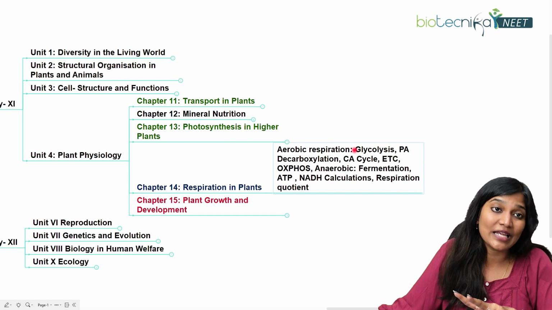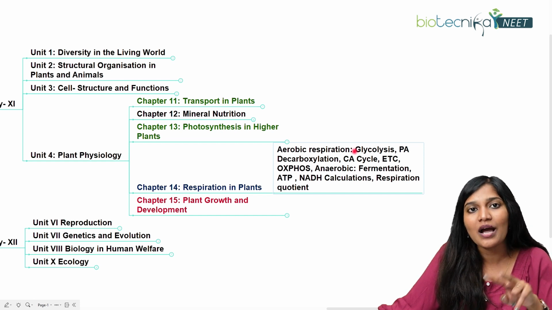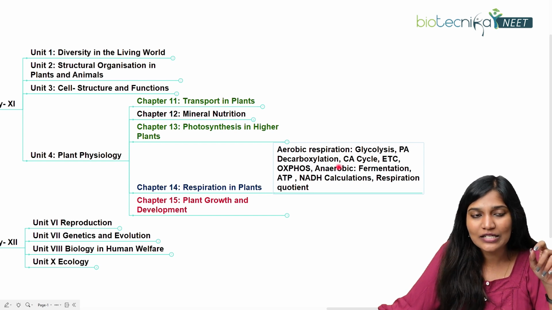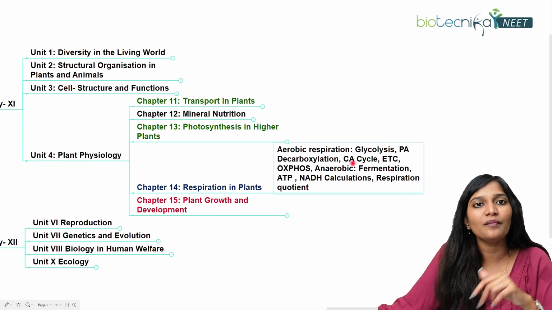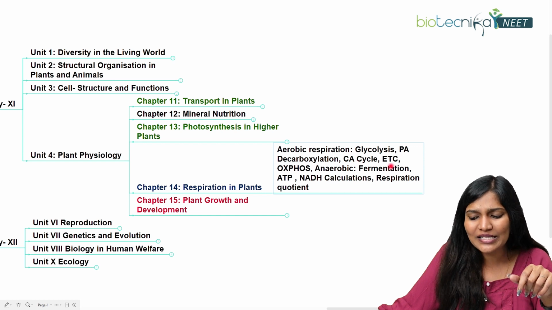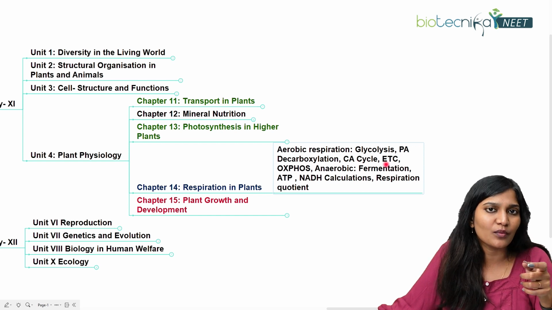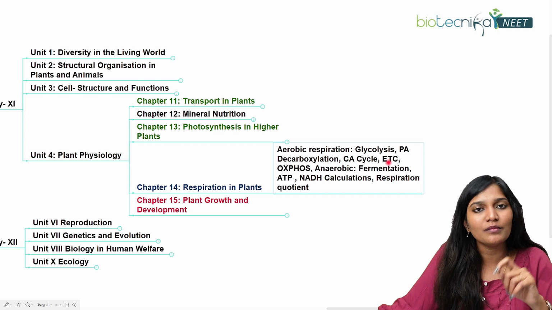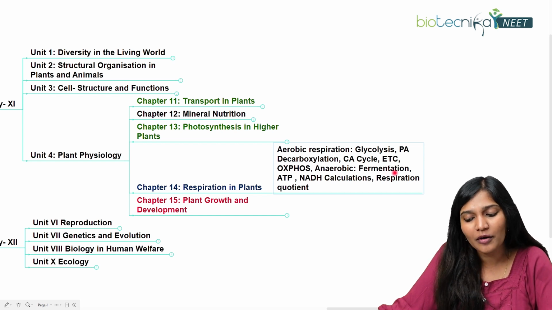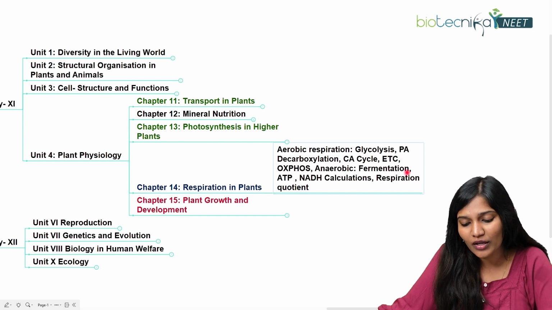Respiration, we know there is going to be cellular respiration, aerobic and anaerobic. Under aerobic, you have to study glycolysis, pyruvic acid decarboxylation, citric acid cycle, electron transport chain, oxidative phosphorylation. For ETC, if you're following an old book, please don't use that one. A revised version has come, so use that one. Anaerobic fermentation, lactic acid fermentation, alcoholic fermentation.